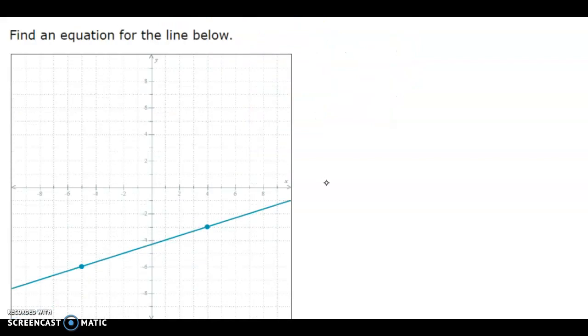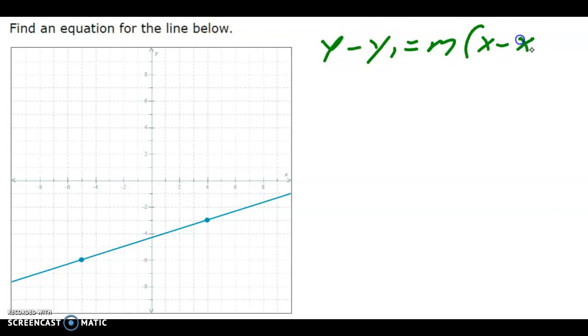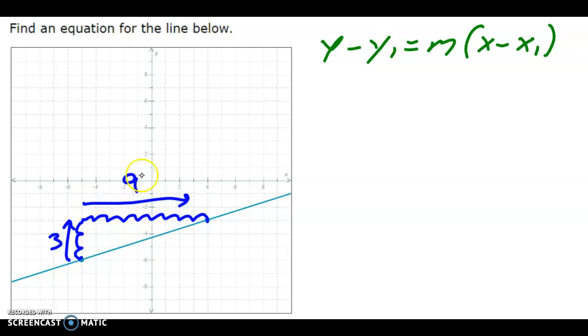You're going to have a couple problems where you're given a graph and you need to find the equation. So this has a little bit of a process to it. Again, y minus y1 equals m times x minus x1. Well, the easiest thing to find is going to be the slope, because that's just your rise over your run. So for rise over run, we go up 3, and then we go over 1, 2, 3, 4, 5, 6, 7, 8, 9. We went up 3, and then we went to the right 9.